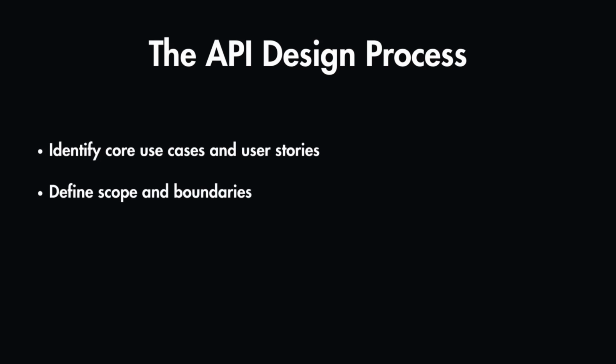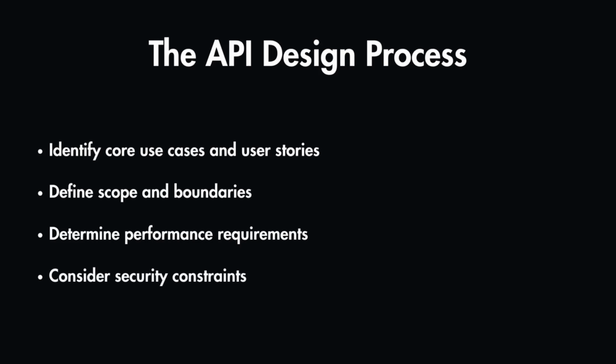Then you should determine the performance requirements and specifically in your API case, what will be the bottlenecks and where you need to make sure that it's performant. And you should also not overlook the security constraints, so you should implement all of the basic features like authentication, authorization, the rate limiting, but maybe some more stuff depending on the API that you'll develop.